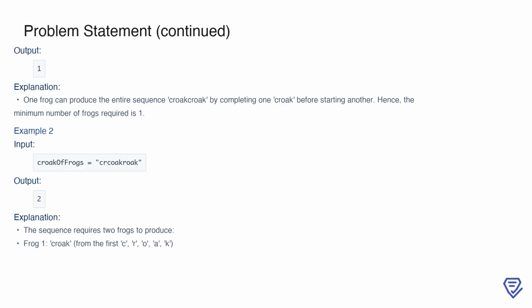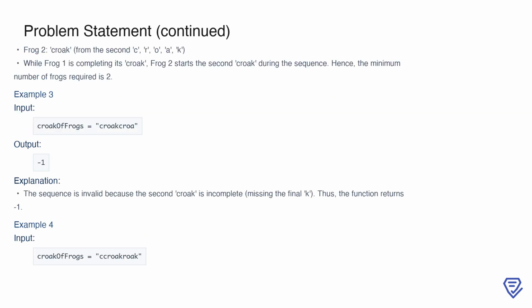On the other hand, if the input is croak, the output is 2. Here, 2 frogs are needed. The first frog begins the sequence, but the second frog must step in to start its croak while the first frog is still finishing its own. Thus, there are 2 overlapping croaks, requiring 2 frogs. Additionally, in the second example with croak, frog 1 completes the first croak, while frog 2 produces the second croak. This overlapping behavior makes it clear that 2 frogs are the minimum needed.